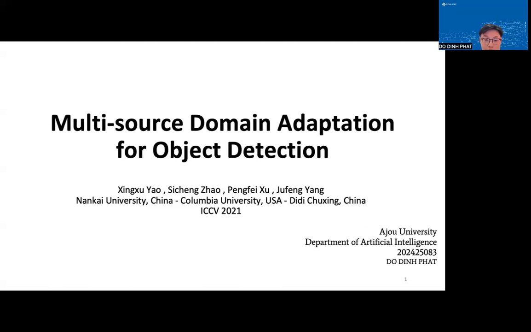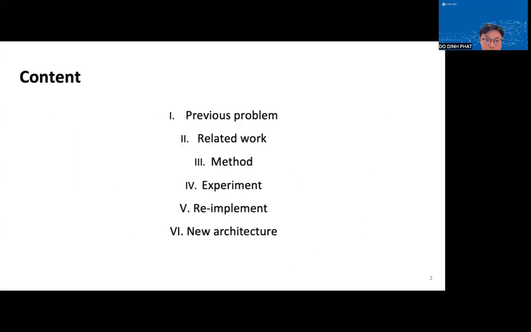Now, I will present the thesis Multi-Source Domain Adaptation for Object Detection. The paper is accepted at the ICCV2021 conference. The main content of the presentation is the following: previous problem, related work, method, experiments, re-implement, and new architecture.